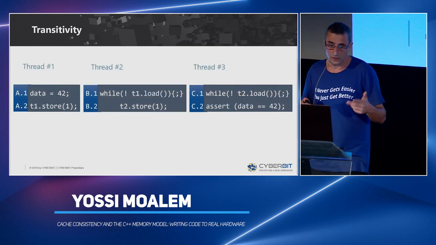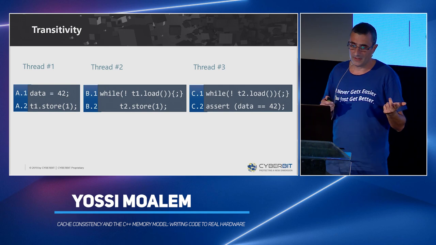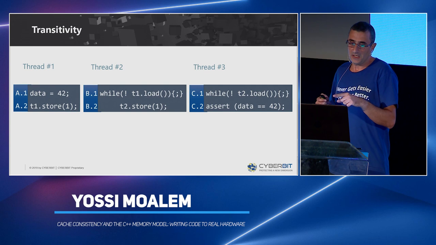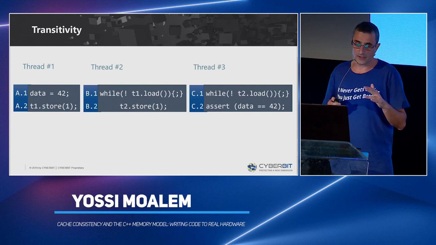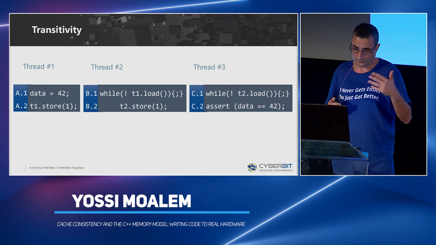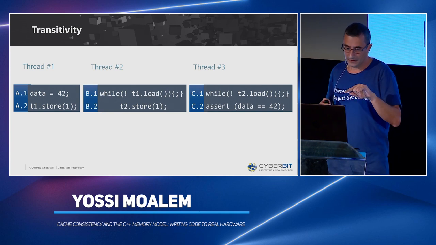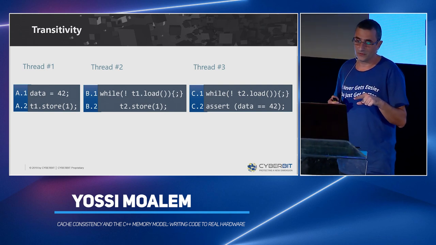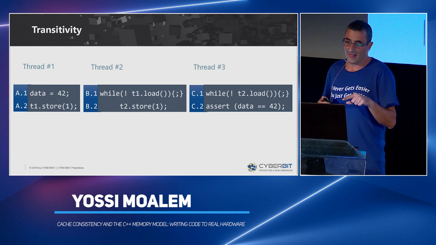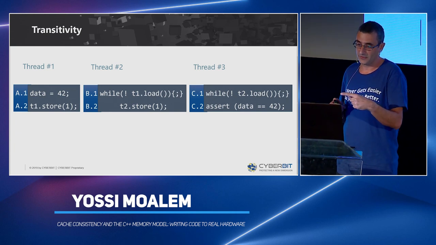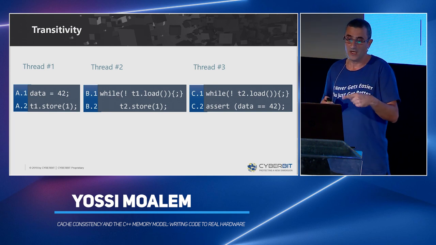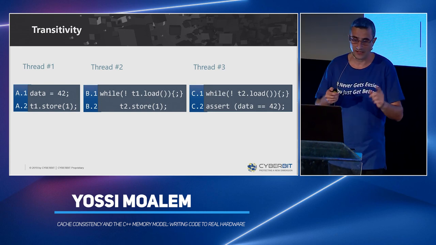It's also transitive. So what we see here is that A1 is sequenced before A2, B1 is sequenced before B2. The load in B1 synchronizes with the store in A2. So B2 will happen before A1. Similarly, C1 will synchronize with B2. And because C2 is sequenced after C1, it will happen after B1, which happened after B2, and the assert will never fire.